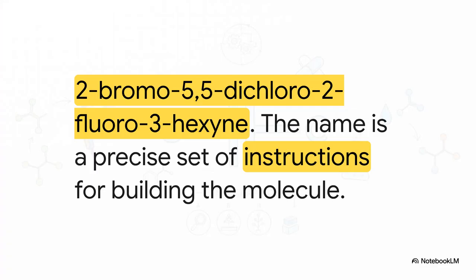Simple as that. I know, this name looks super intimidating, but trust me, it's just a set of instructions built from those 4 rules we just talked about. Let's break it down. We actually start from the end. Hexyne tells us we're building with a 6-carbon chain that has a triple bond. The 3 right before it tells us exactly where that triple bond starts, on the 3rd carbon. See? Then we just add the other pieces from the front. A bromo group on carbon 2, 2 chloro groups on carbon 5, and a fluoro group back on carbon 2. It's literally like a blueprint in word form.